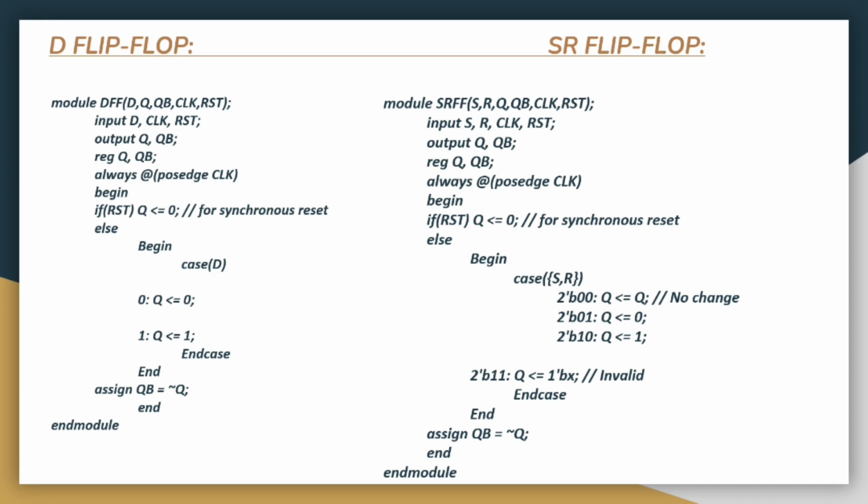This will be the behavioral Verilog code for the D flip-flop and the SR flip-flop. You can note that there will be 2 cases in the D flip-flop and 3 cases in the SR flip-flop. Inputs we will take as D, clock and reset in the D flip-flop, and S, R, clock and reset in the SR flip-flop. Output will be Q and QB for both flip-flops.